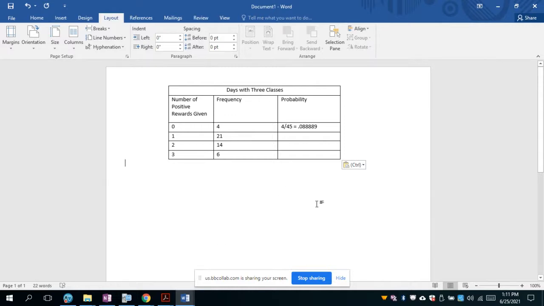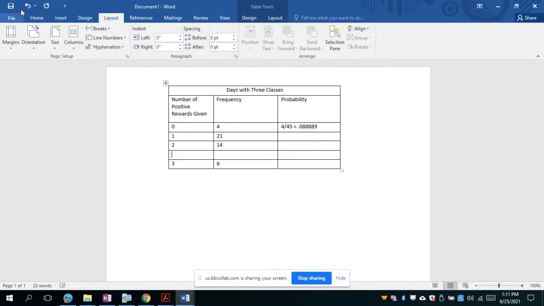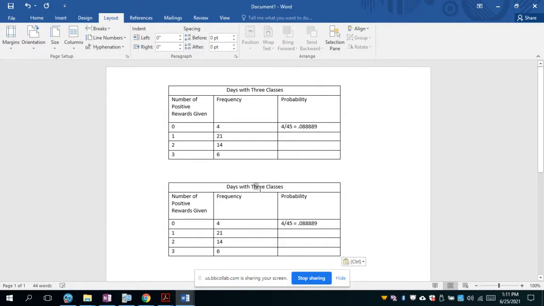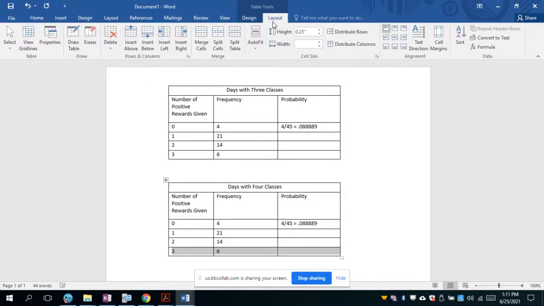Then you calculate the probabilities. Since there were 45 days of each, that's enough there. So what we can do now is, if we want to do this with 4 classes, you can cut and paste another table. What you would have to do is highlight this last row, and under Table Tools, go to Layout and Insert Below.